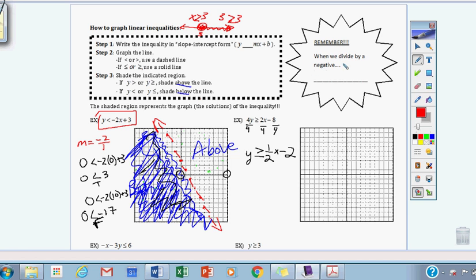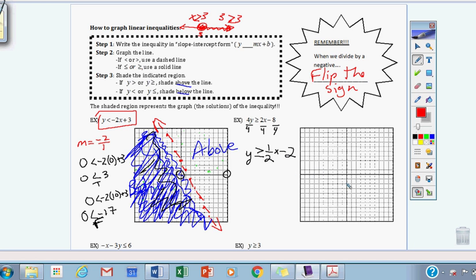Remember, when you divide by a negative, you must flip the sign. We didn't do that here, but it sparked my memory, and seeing this big starburst of communication made me remember to say that. So flip the sign. If that was a -4, you definitely have to flip the sign, which we don't here.